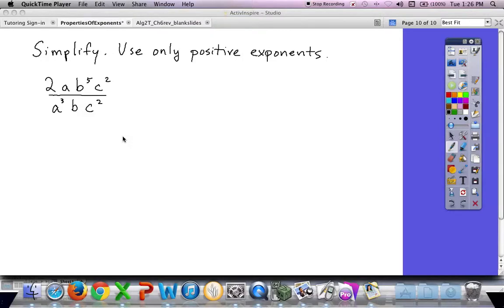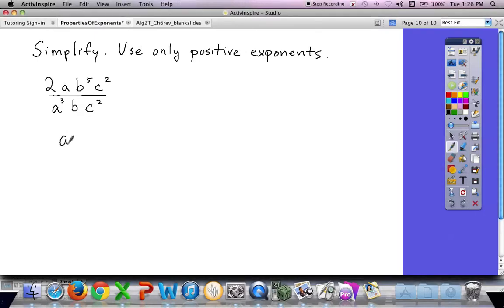Simplify, use only positive exponents. So what I'm noticing here is that we have a 2, which is by itself. Nothing to do arithmetic-wise with that. So we have A in the numerator and denominator, B in the numerator and denominator, C in the numerator and denominator. And we know what we're supposed to do.